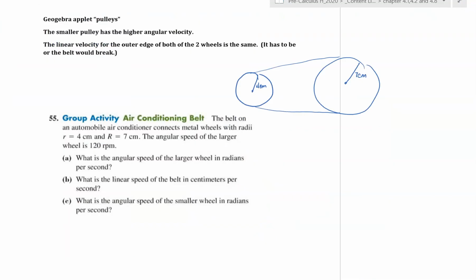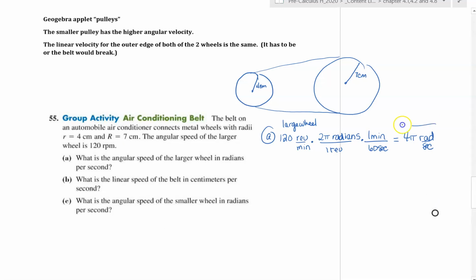Go ahead and read problem number 55. Pause the video and give it a try. Try A, B, and C. The angular velocity of the larger wheel is 120 revolutions per minute, so we change that to radians per second. Now for part B, it says, what is the linear speed of the belt?